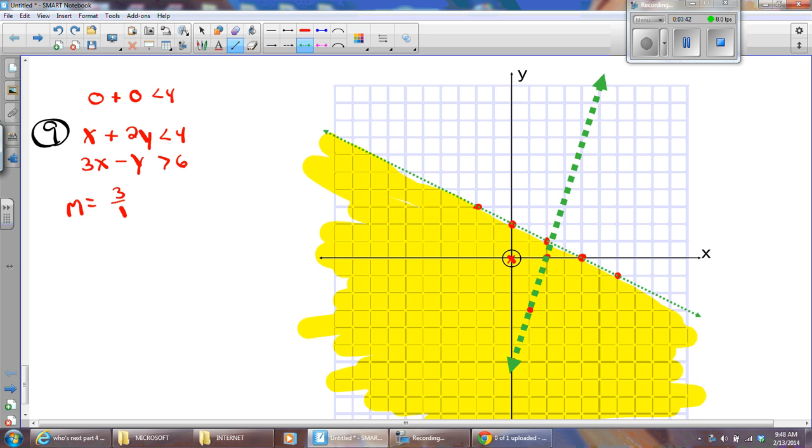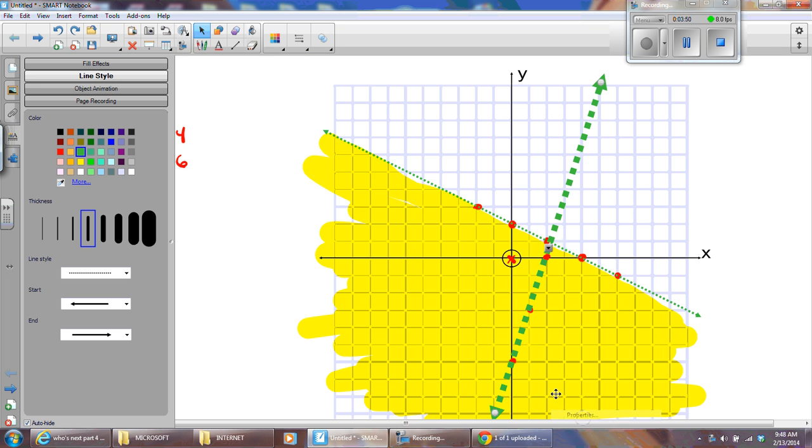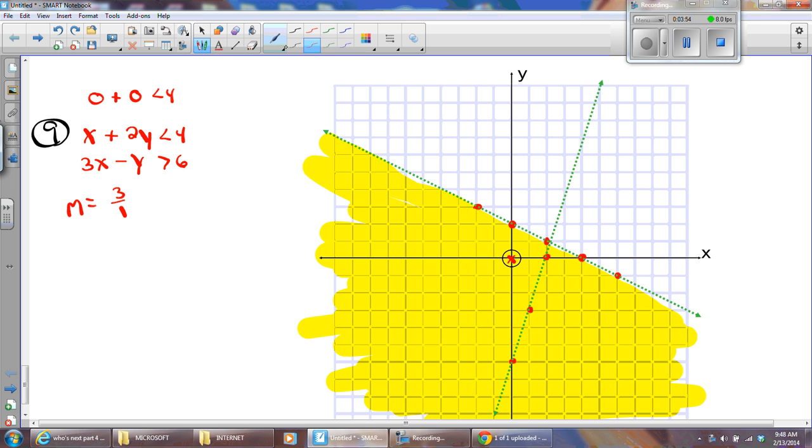All right, get this line in here. It is a broken line because it's not equal to. All right, let's make him a little thinner. Boom. Okay, and we'll do 0 minus 0 is greater than 6. Is 0 minus 0 greater than 6? Absolutely not. 0 is not greater than 6.